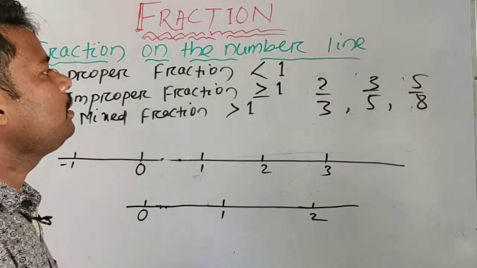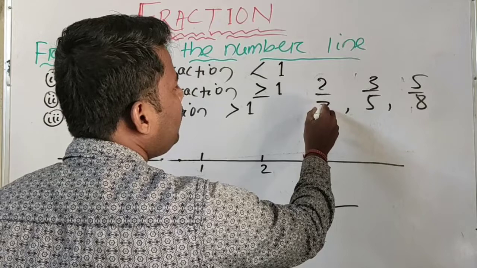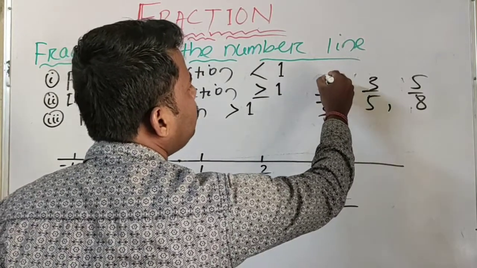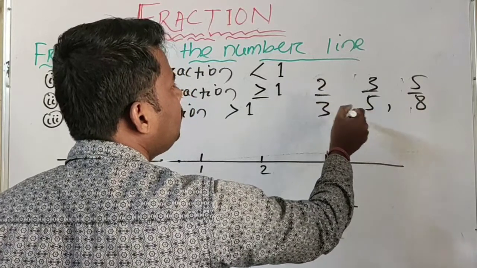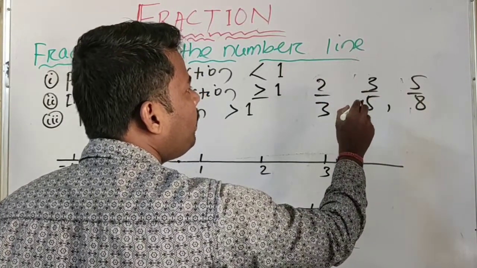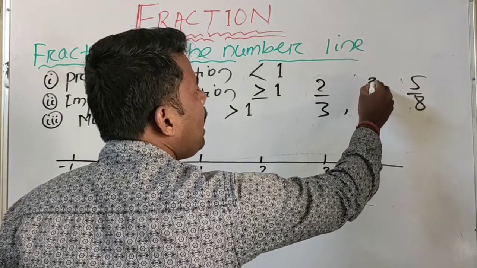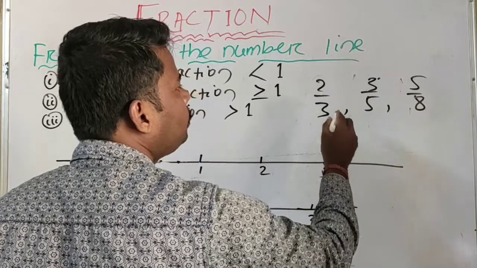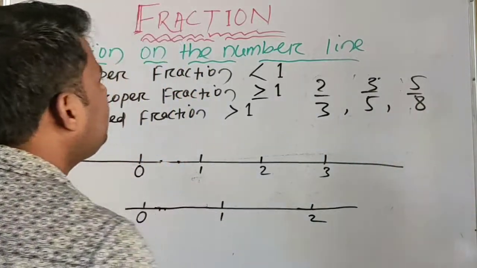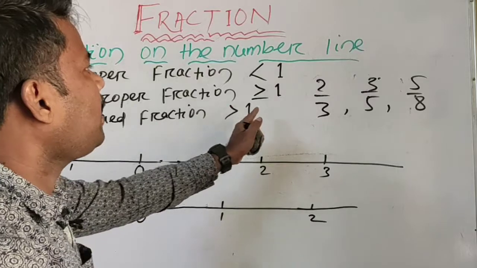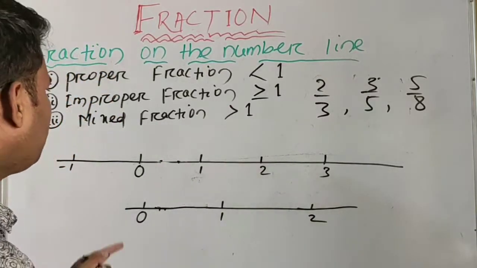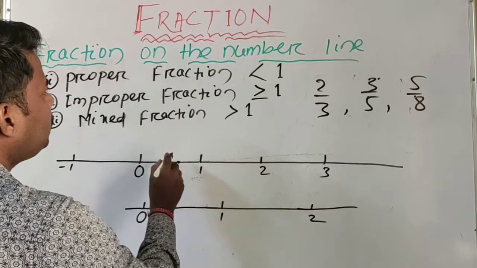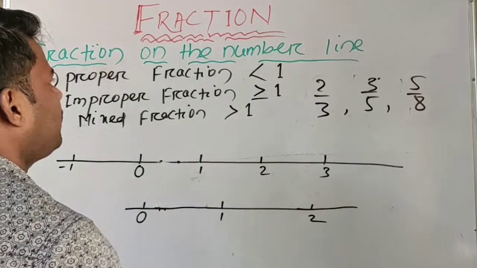We have known all proper fractions are less than 1, because for 2 by 3, we take a whole part and divide it equally into 3 parts and take 2 parts. This one is the 2 by 3. And when we take a whole part and divide it equally into 5 parts and take 3 parts among them, that one is the 3 by 5. So all proper fractions are less than 1, and we can represent all proper fractions on the number line between 0 to 1.